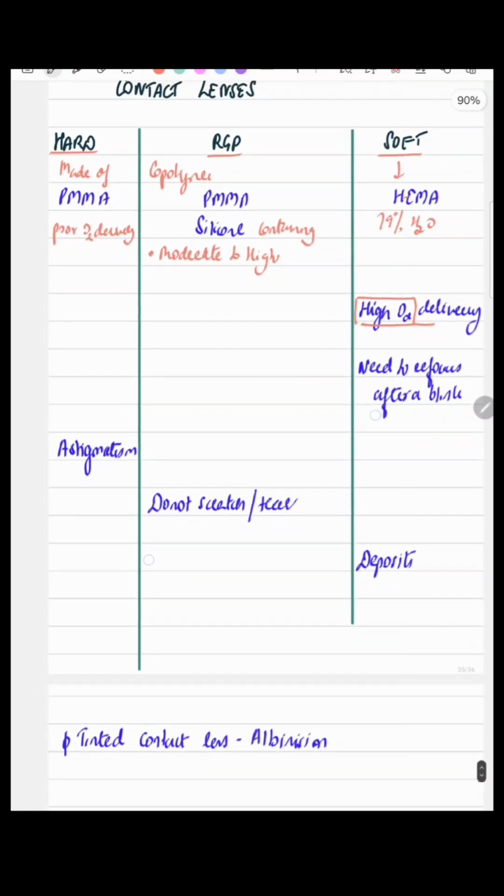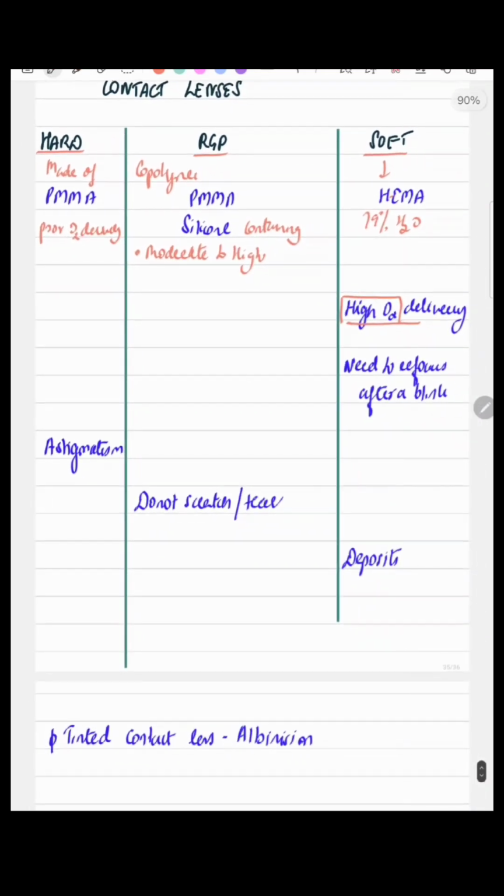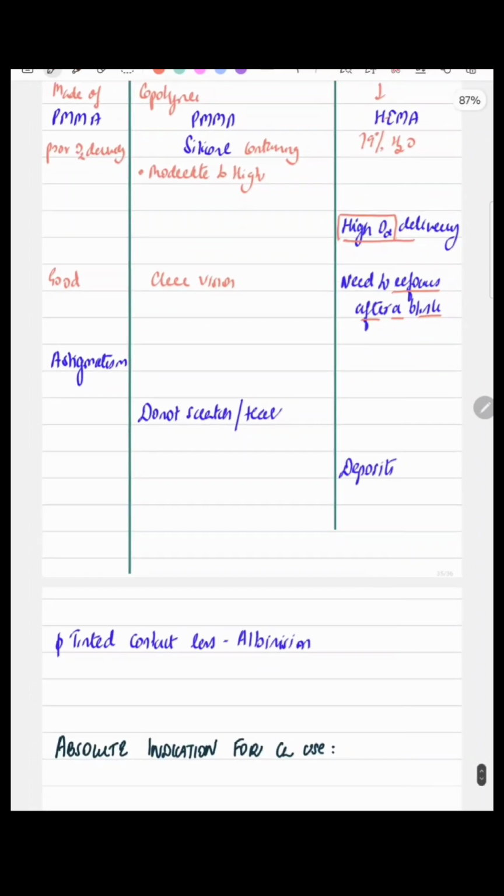Next, coming to visual acuity, the hard lens has good visual acuity and clarity. RGP has clear vision, whereas with soft, we need to refocus after every blink. Hard contact lens can be used in astigmatism. RGP can also be used in astigmatism, whereas soft contact lens is less suitable in astigmatism.